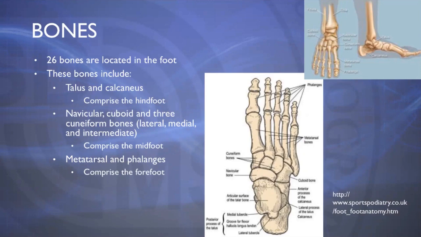In the foot, there are roughly 26 bones, and these bones include the talus and the calcaneus, which are here and here, and they comprise the hind foot. We have then the navicular, cuboid, and the three cuneiform bones, the lateral, medial, and intermediate, which comprise the midfoot, which we can see here: the navicular, the cuneiform bones, and the cuboid. We also have the metatarsal and the phalangeal bones, and these comprise the forefoot. So here are all of the metatarsal bones and then all of the phalanges.